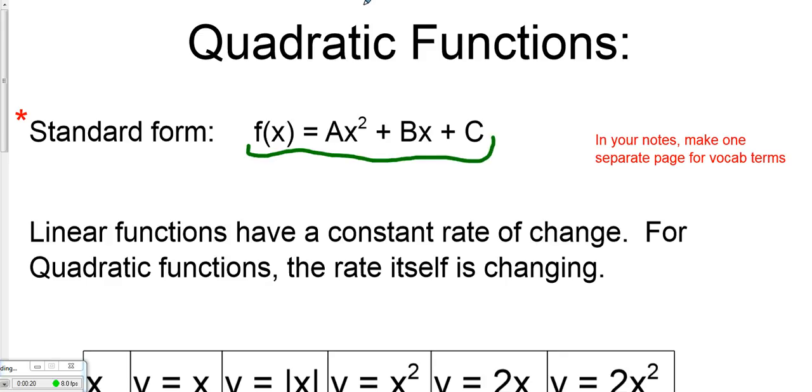f of x, which remember we could also call y if you wanted. So I'm just going to draw a y over it. y equals ax squared plus bx plus c. You'll notice there's a c that is alone. That's our constant piece. There is a bx.